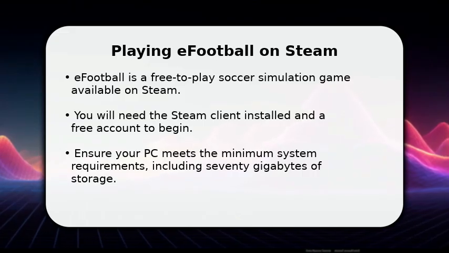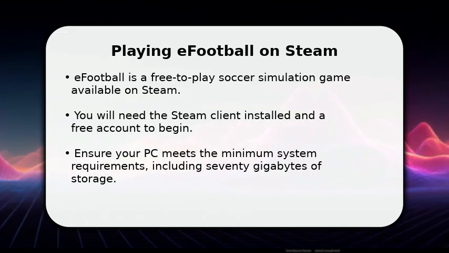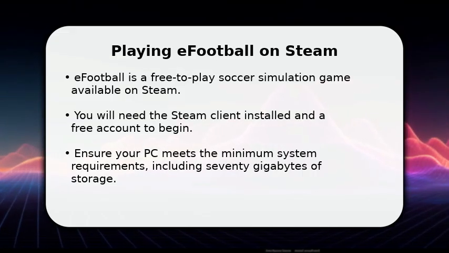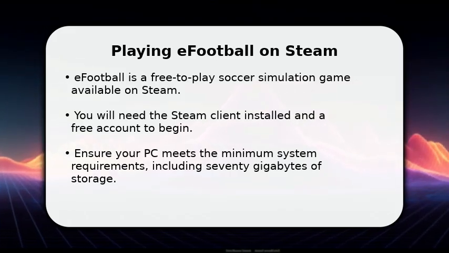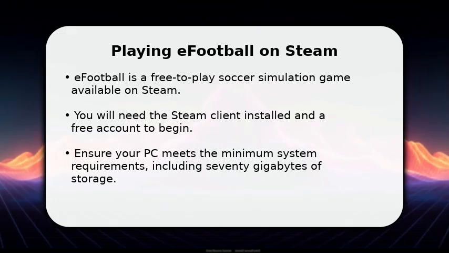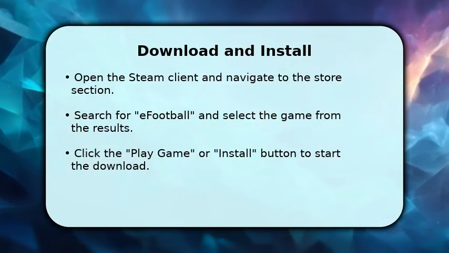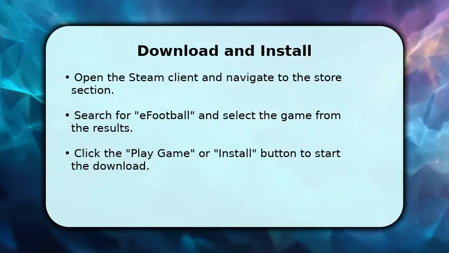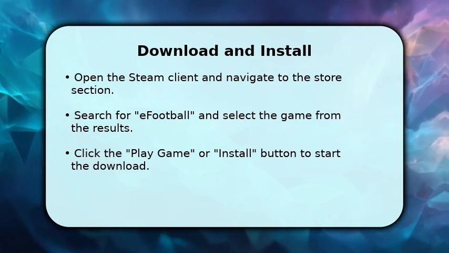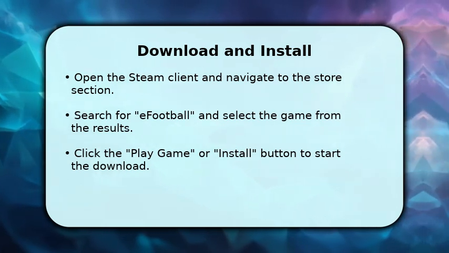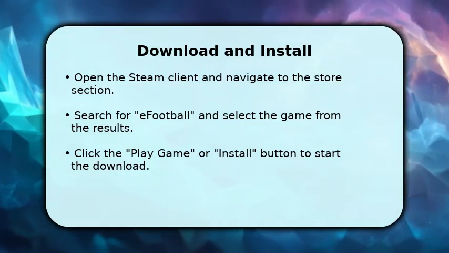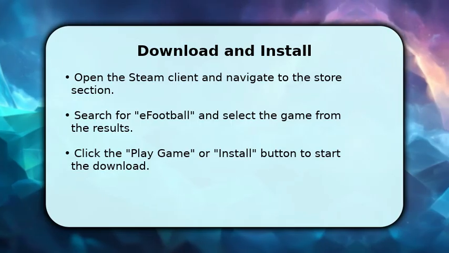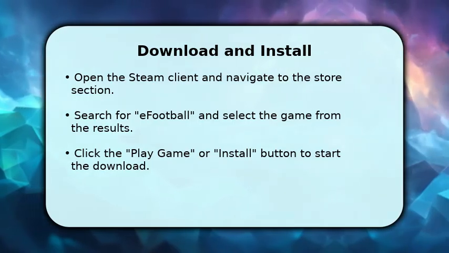Before downloading, check that your PC meets the minimum system requirements, including at least 8 GB of RAM and 70 GB of available storage space. Once Steam is open, head to the store and use the search bar to find eFootball. After locating the game, click on it to go to its page. You'll then see a Play Game or Install button. Click this to begin the download process.